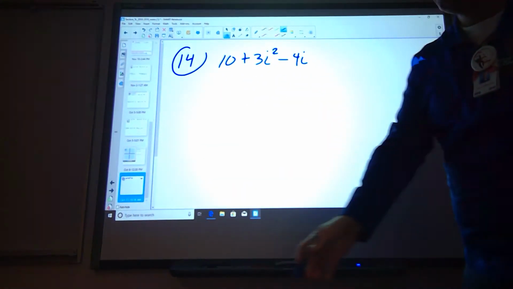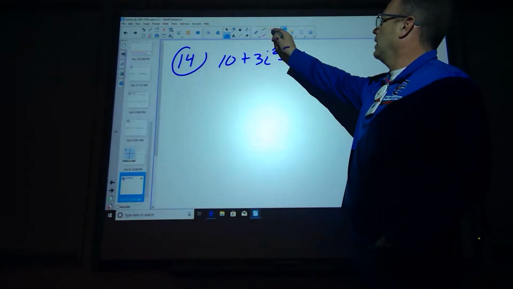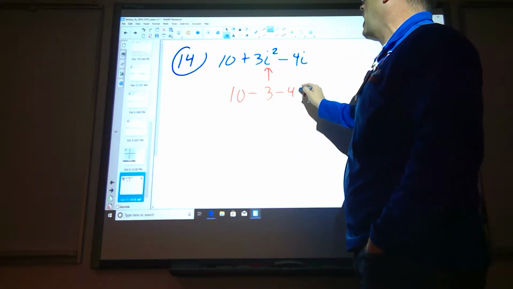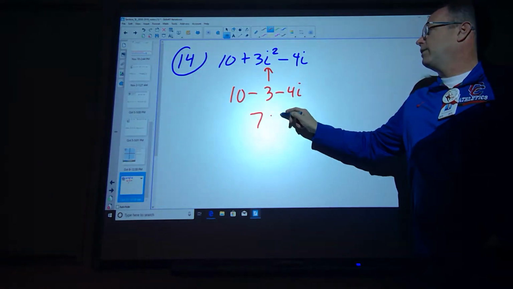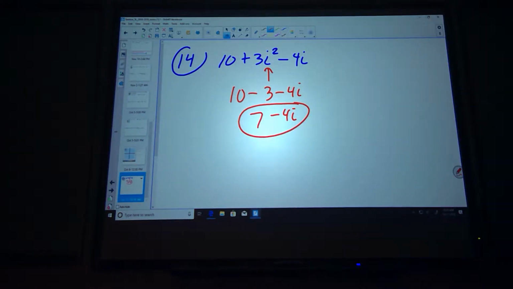Okay, so the only thing that gets subbed in here is I plug a -1 in for the i squared. I plug a -1 in there, so that becomes 10 minus 3 minus 4i, which then becomes 7 minus 4i. Done. Oh, because it's -1, right? Right. Good. So when you plug in the -1, it's basically like canceling the i.